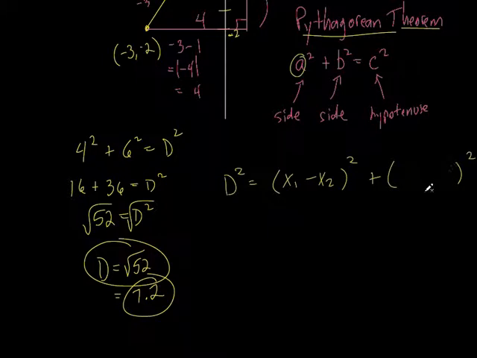Now, how did we find the y distance? Yeah, and it doesn't matter which order you subtract. Remember, as long as we make it positive, doesn't matter at all. So y1 minus y2, and we square that. So look at this. This is our distance formula, but this is all taken from the Pythagorean Theorem. Does that make sense? All right.